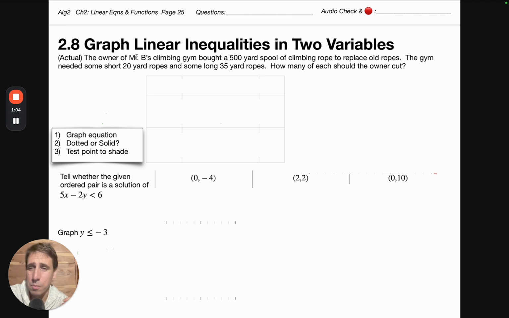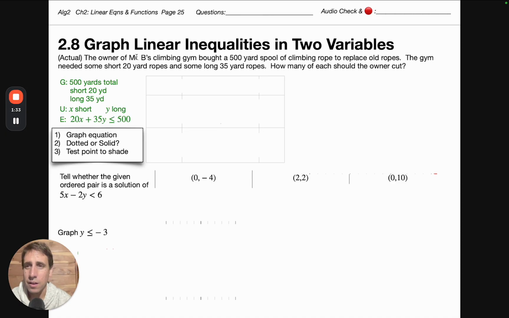So basically, what I did was lay out my knowns and unknowns. I knew that there was 500 yards total, and I knew that some would be short and some would be long, 20 and 35, respectively. What I didn't know was how many short and how many long, so I gave them each a variable, x and y. And then I wrote an equation, or in this case, actually an inequality.